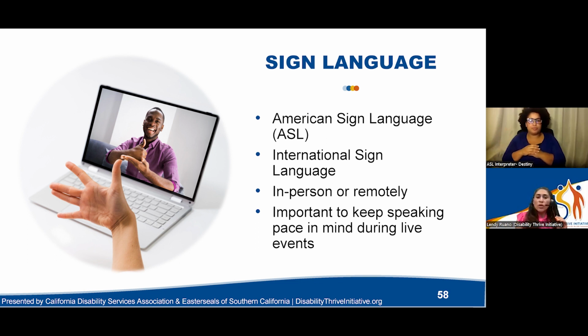Sign language. Whether you're in person or online, if you do not know or are unsure about your audience, best practice is to provide sign language to promote accessibility for all. Sign language can be provided in American Sign Language, International Sign Language, and any other language necessary. Again, make sure you do your research for prices and requirements before you hire someone. A really quick tip would be to watch your pace when you're speaking if you have a language interpreter.